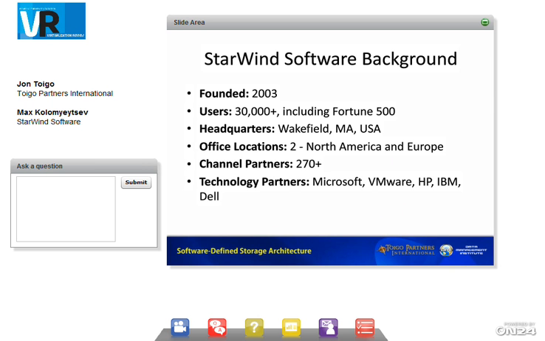Our current customers include Fortune 500 as well as Fortune 100. We're headquartered in Wakefield, Mass, and right now we have a lot of technology partners like Microsoft, VMware, IBM, Dell, and more are coming. So I guess you're not allowed to say anything bad about Microsoft or VMware.